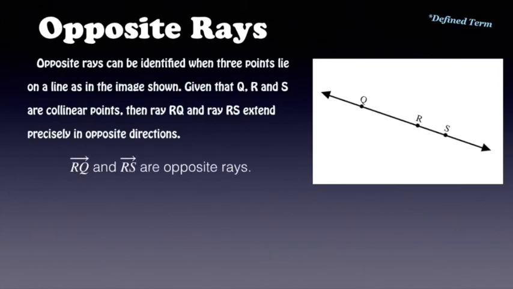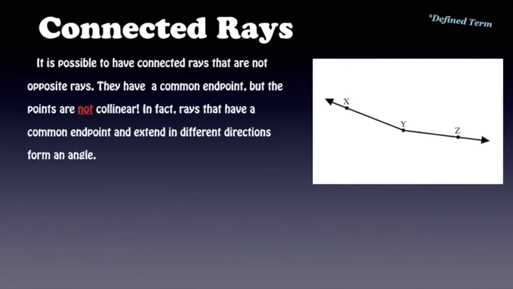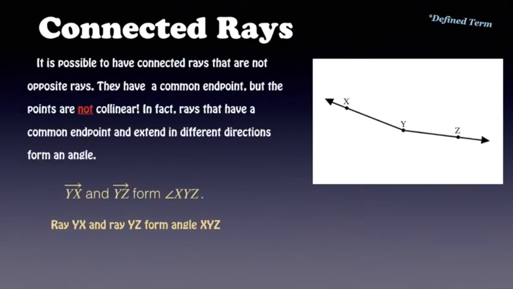Opposite rays can be identified when 3 points lie on a line as in the image shown. Given that Q, R, and S are collinear points, then we can say that ray RQ and ray RS extend precisely in opposite directions. Ray RQ and ray RS are opposite rays. It is possible to have connected rays that are not opposite rays. They have a common endpoint, but the points are not collinear. In fact, rays that have a common endpoint and extend in different directions form an angle. Ray YX and ray YZ form angle XYZ.